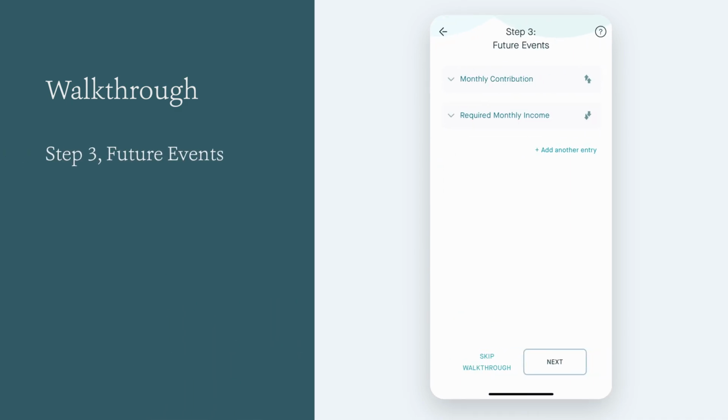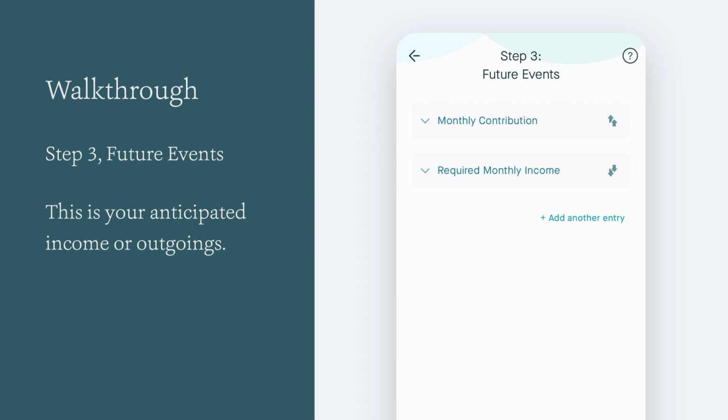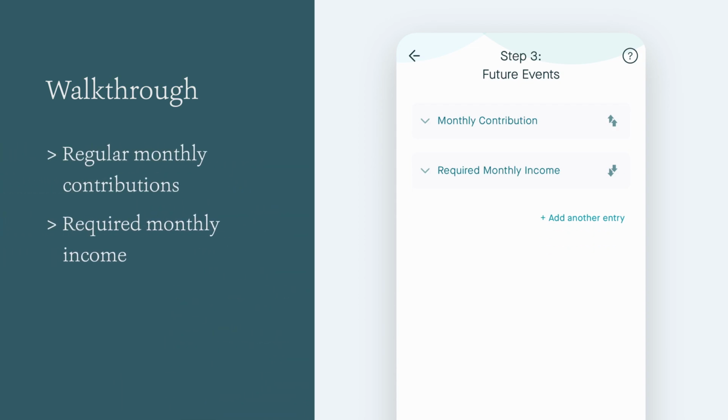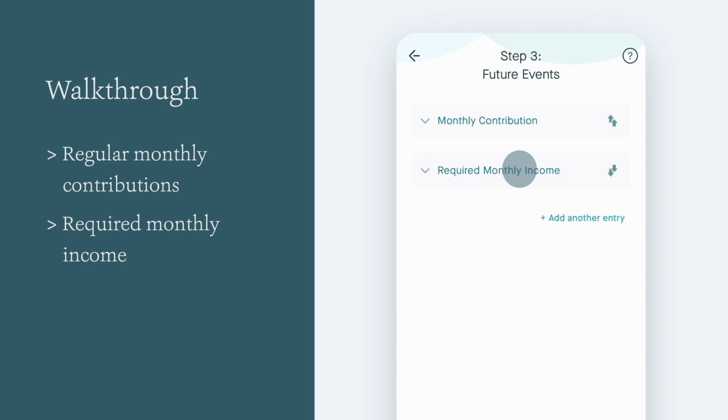Step 3 logs your future events. These are your anticipated income and outgoings. If you previously entered them, your monthly contributions and required monthly income have already been added for you. By default, the date that your monthly contributions will stop will coincide with your peak savings age. This will also be the date that your required monthly income will start. Both dates can be changed if you wish.